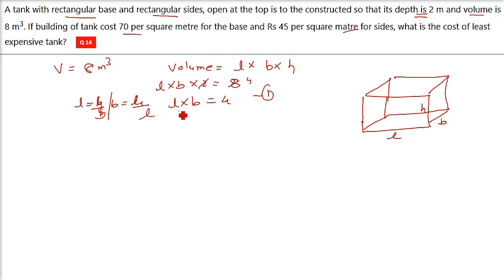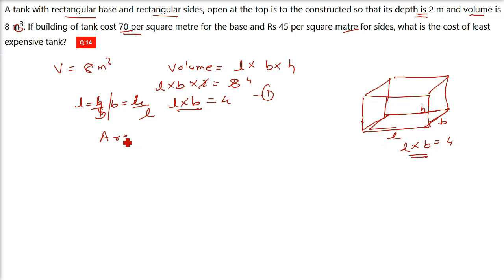The second thing, the 70 per square meter and 45 per square meter, we are going to deal with in the later part. But length into breadth equals 4, please remember, this is given in meter cube. So L into B is 4. Now if building the tank costs 70 per square meter of the base, we need to find the cost of the least expensive tank. Least, what does it mean? After double differentiation, we need a value which should be positive.